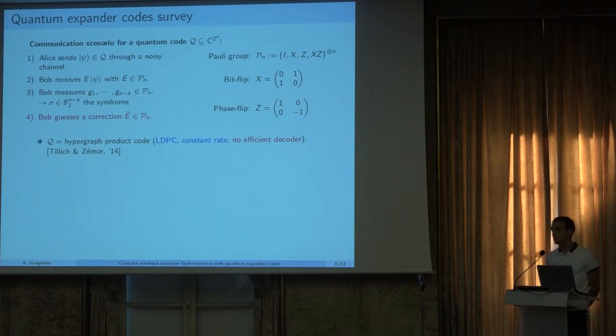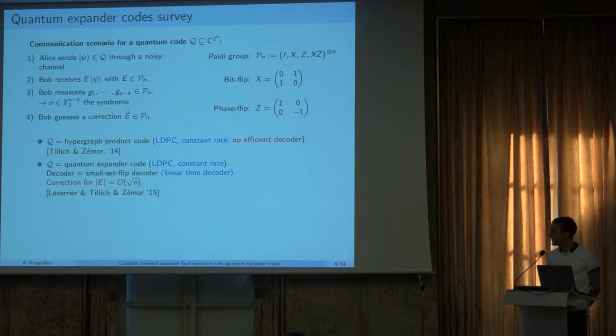First, in 2014, Tillich and Zémor introduced the hypergraph product codes. These codes are LDPC. They have a constant rate, but there was no efficient decoder for these codes. Then, in 2015, they showed that a subfamily of hypergraph product codes called the quantum expander codes can be decoded using a linear-time decoder that we call the small set flip decoder.